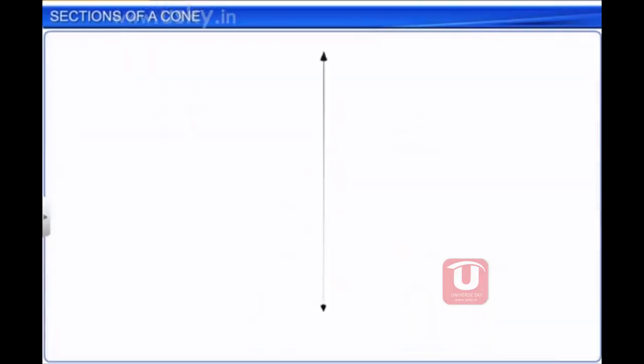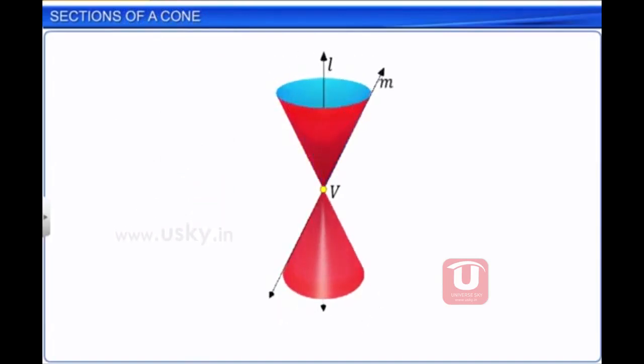Consider a fixed vertical line L. Now, consider another line M that intersects line L at a fixed point V. Let the angle at which line M is inclined to line L be alpha. If line M rotates about point V such that angle alpha remains constant, it generates a double cone as shown.